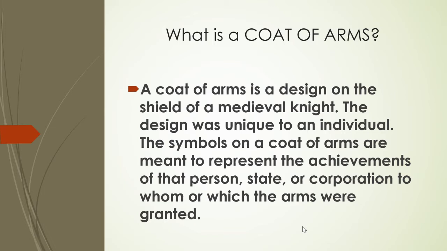The design was unique to that individual knight, and the symbols on the coat of arms were meant to represent the achievements of that person, possibly the state they were from, or a corporation to which the arms are granted. So it basically were symbols that explained who the knight was.